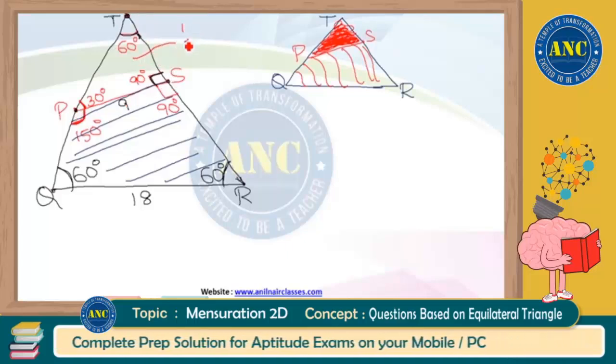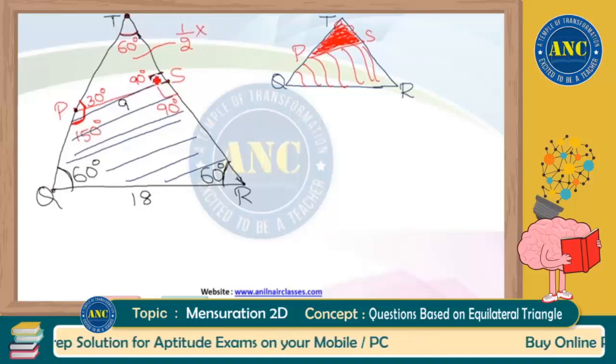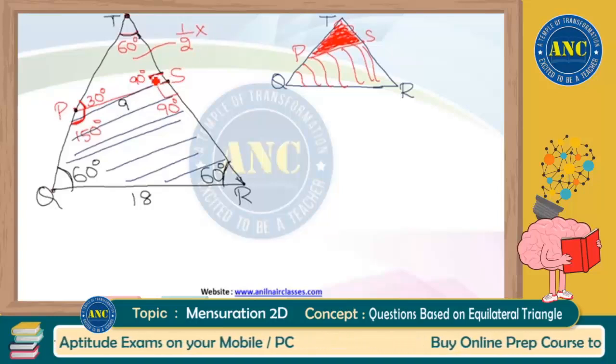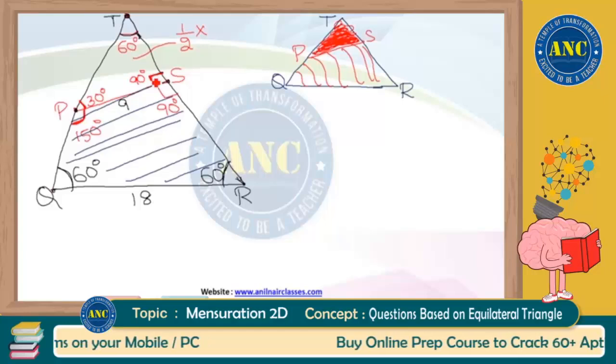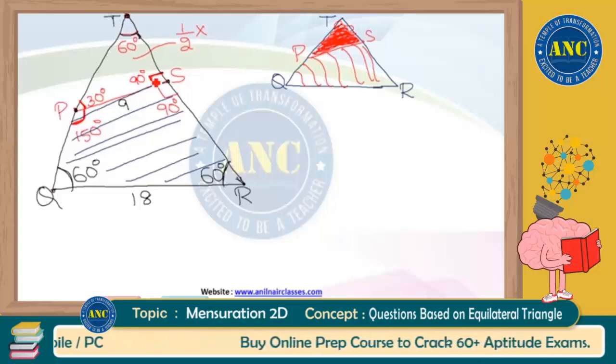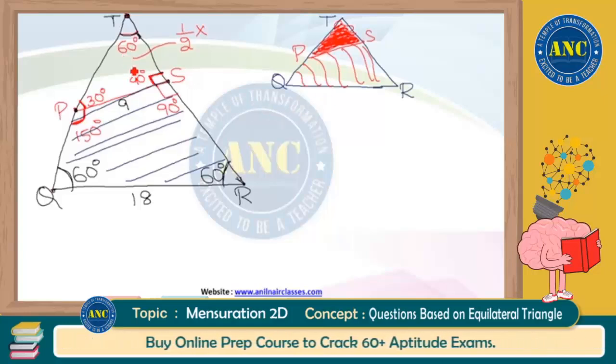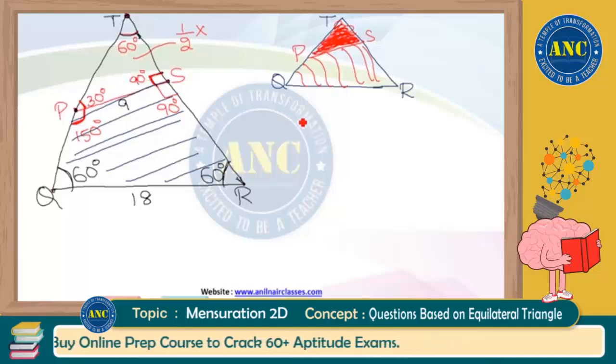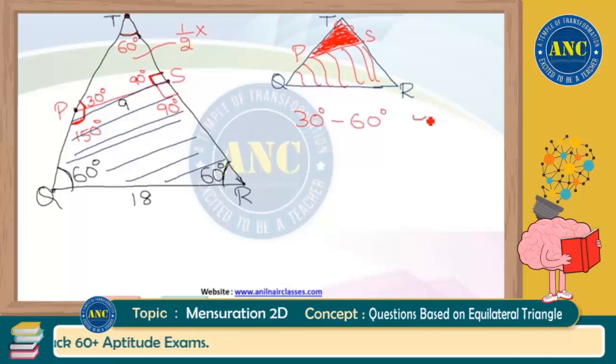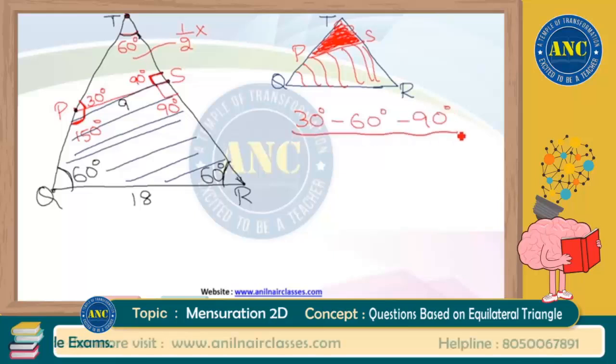First of all, what is the area of TPS? Half into base, opposite of 90. So it's a right angle triangle. So this is a 30, 60, 90 right angled triangle. A 30, 60, 90 right angle triangle says that if the side opposite to 30 degree is 1 unit, then the side opposite to 60 will be root 3, and the side opposite to 90 will be 2 units. This is what I taught you in heights and distances.